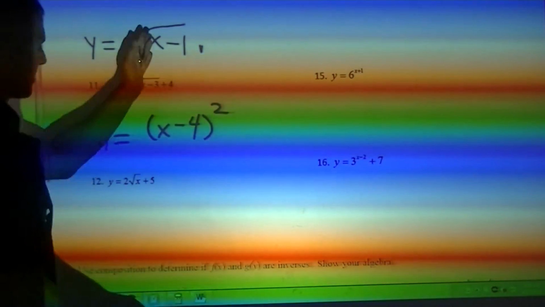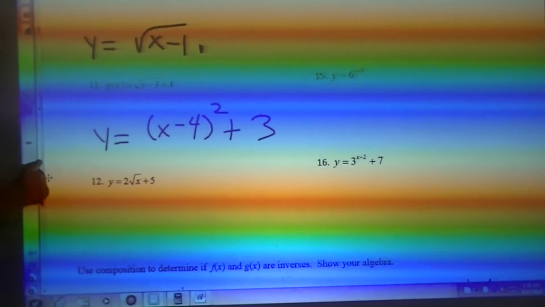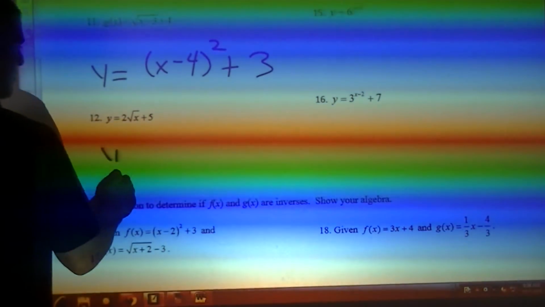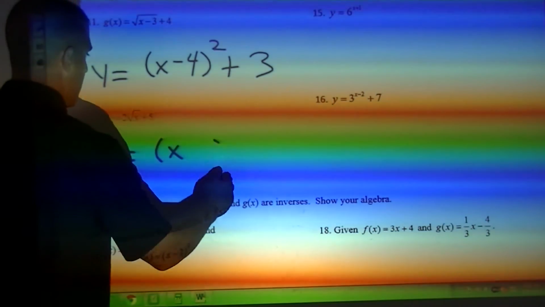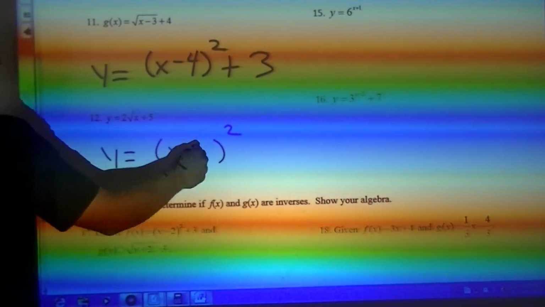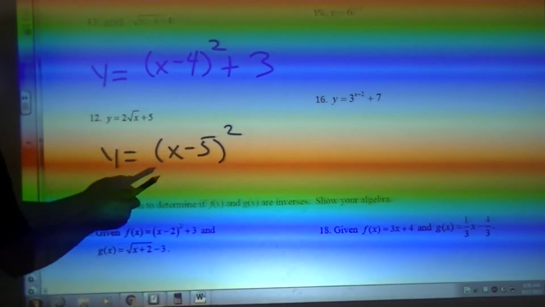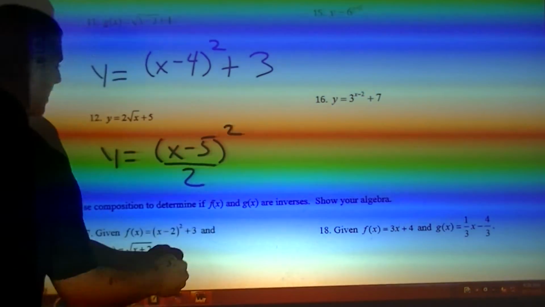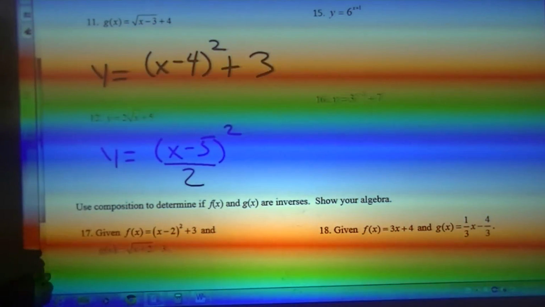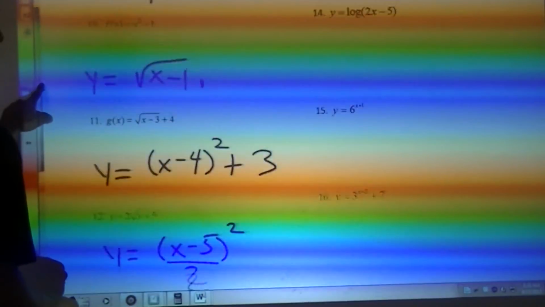Negative 3 is on the inside, it's going to come and be on the outside. Number 12. That's square root, so I'm going to use squared again. 5 is on the outside, it's now going to come in on the inside and be changed to be negative. 2 is being multiplied by the outside, so we'll be divided by the inside. You can once again use all those operations and see how that works out. All right, moving on.